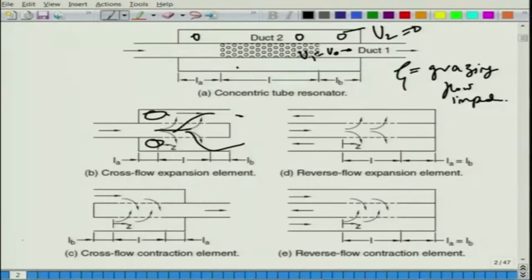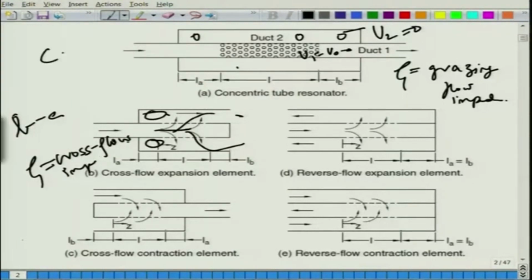But in all the configurations, B to E, that is shown here, we must use an expression for perforate impedance which has a cross flow impedance. Okay, we must do that. We will probably look at it in the next week's lecture. For now, let us get back to our main thing, which is your CTR, concentric tube resonators. All right, let us get to that.